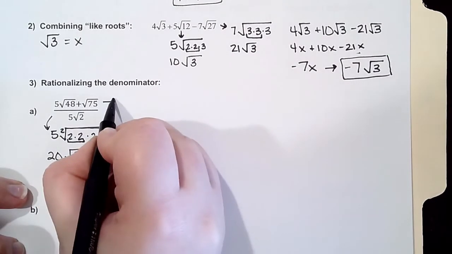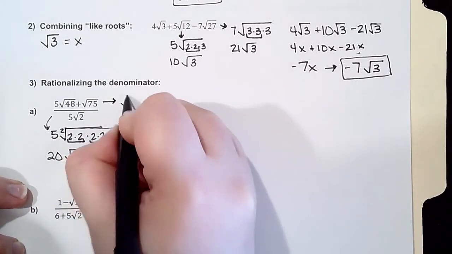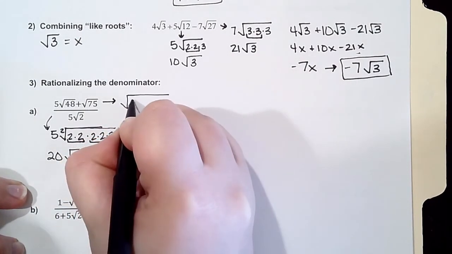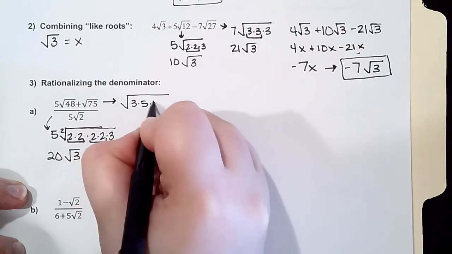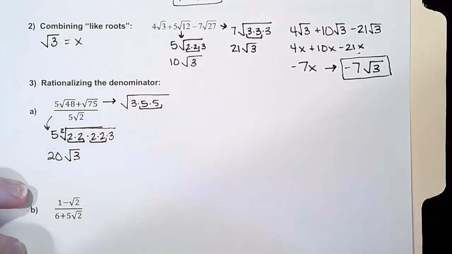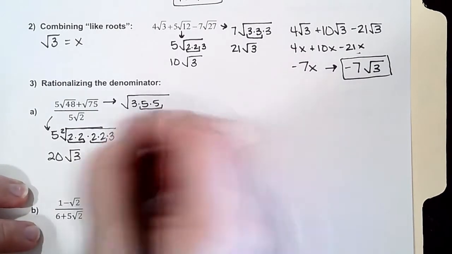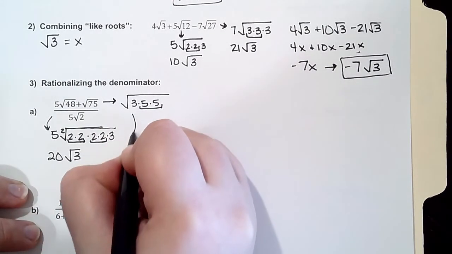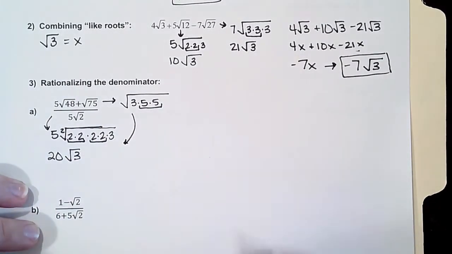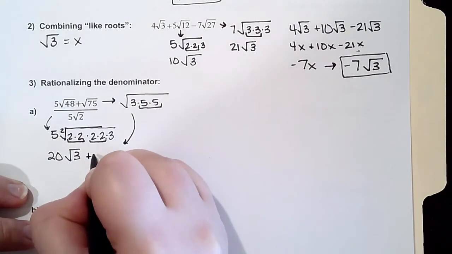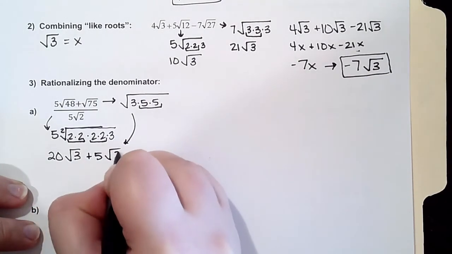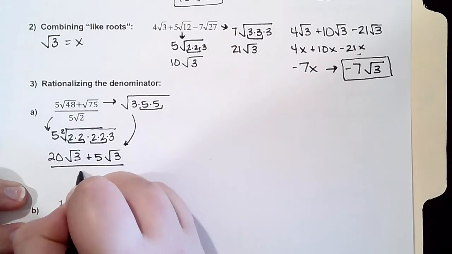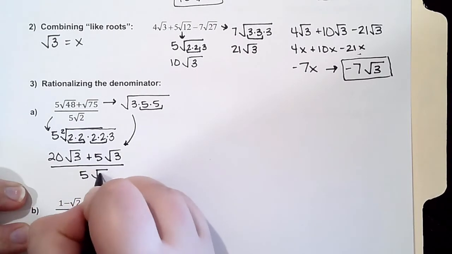Let's simplify that root 75. That becomes 3 times 5 times 5. My pair is 5. There's nothing outside, so I'm just going to put it outside, and I'm actually going to bring it down here if you can follow all my arrows. So plus 5 root 3 all over 5 root 2.